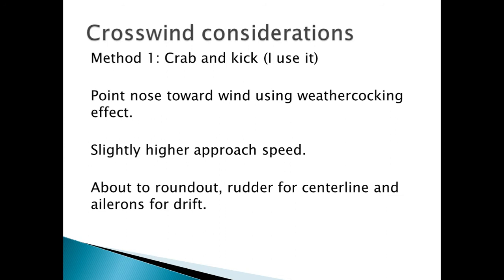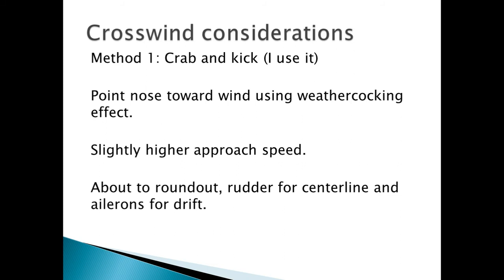Method one is called crab and kick. So you might have probably seen it in the airliner. So basically, you point the nose towards the wind using the weathercocking effect, which is the effect where the aircraft tends to point into the wind, no matter what. So basically, what you do is you point your nose towards the wind, apply a little bit more power, high approach speed, and then when you're about to round out, you are going to push the rudder to align your nose with the center line and adjust your ailerons to control drift. Drift as in your lateral movement. If you're moving left, you apply aileron in the opposite direction, etc., etc.